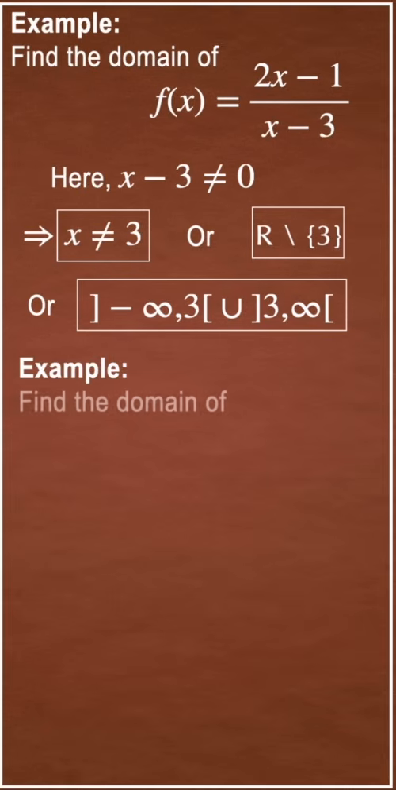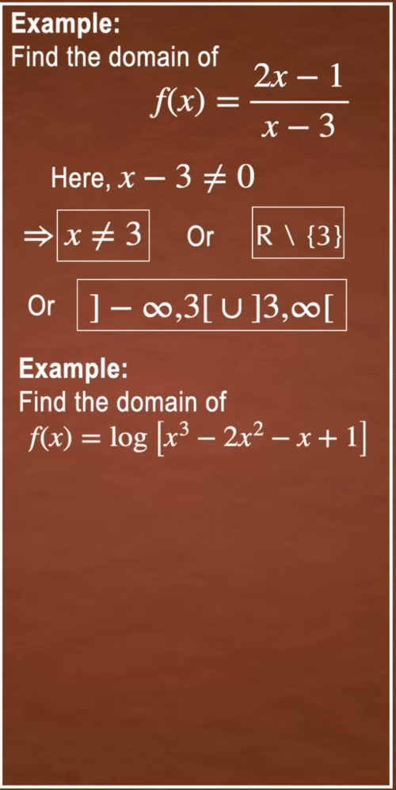If you have a logarithmic function like this question, log of x cubed minus 2x squared minus x plus 1, then the argument cannot be 0, cannot be negative. So this x cubed minus 2x squared minus x plus 1 should be positive.